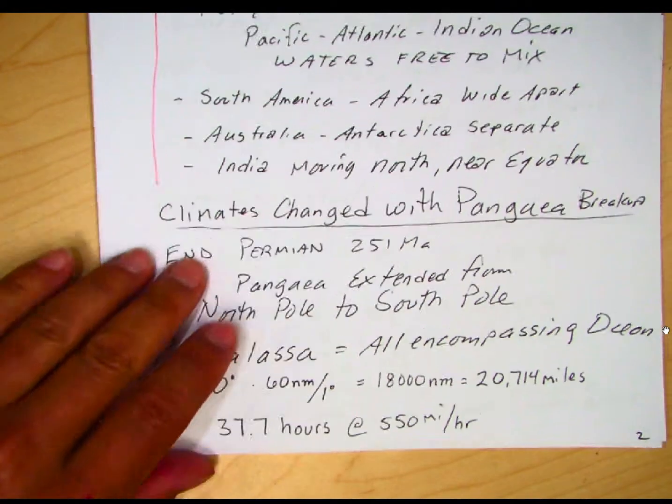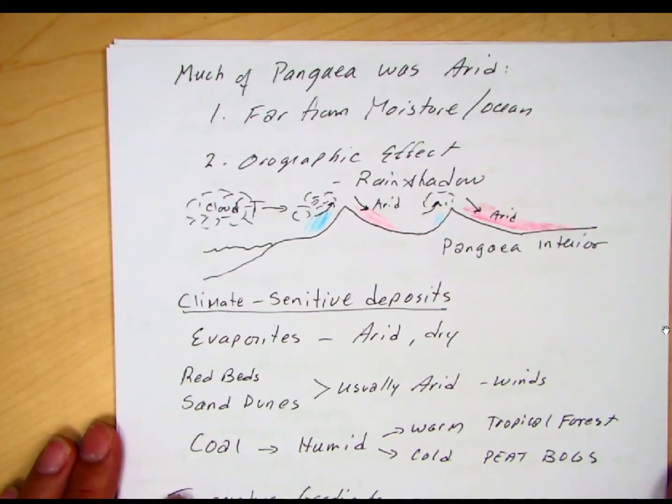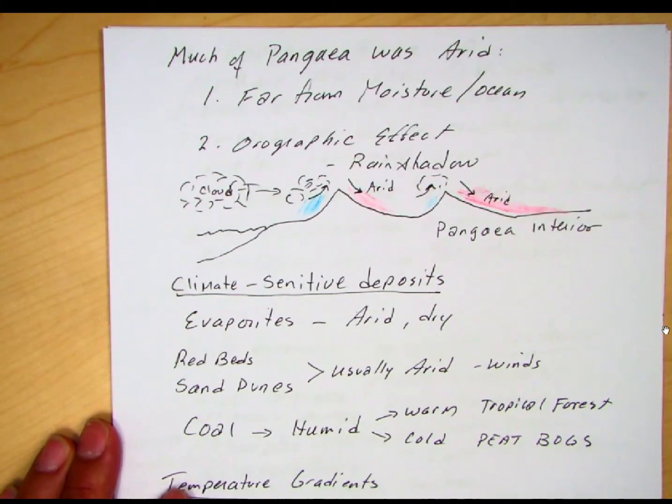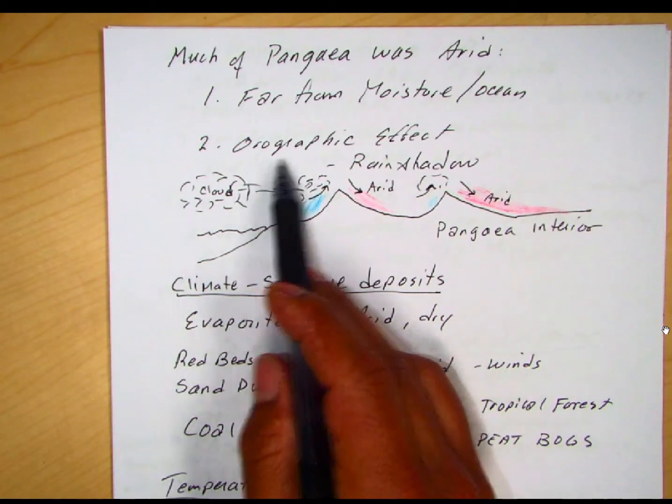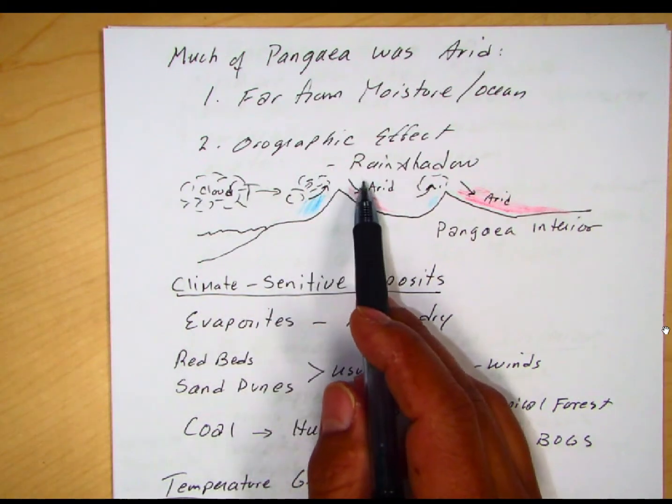It's pretty amazing. So we mentioned how much of Pangaea was arid, deserts, and that's because these continental interiors are far from where the moisture is, the ocean. So that moisture has to travel a long distance, and what's more, it has to go over mountain ranges. And so there's this concept called the orographic effect. You've probably heard of the rain shadow.